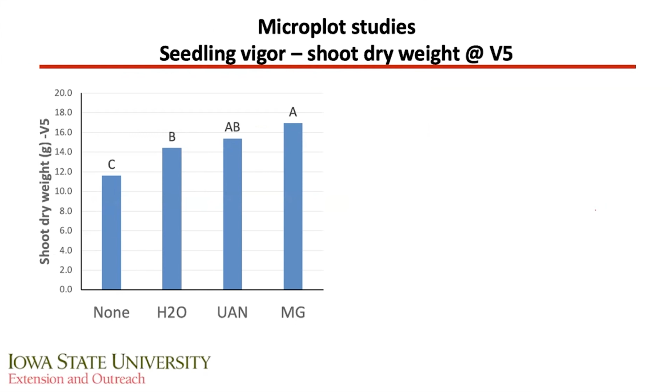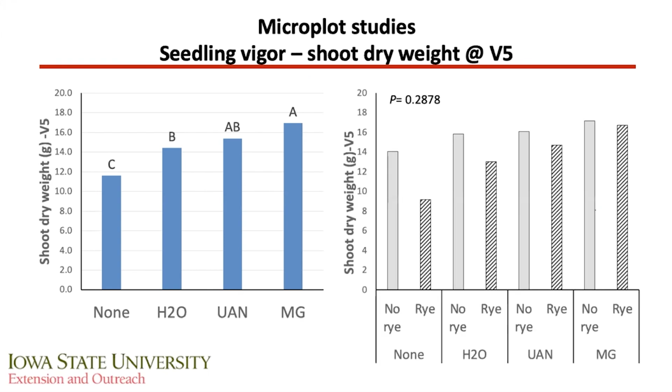And where we received that extra nitrogen from the UAN or the Miracle Grow, the plants were also heavier and more sturdy. If we split that apart into the rye and the no rye treatment, you can see that in the rye treatment, we had a lot more effect of those treatments on shoot dry weight than we did in the no rye treatment. And so that rye, as we all know, is definitely affecting that early growth of the corn.